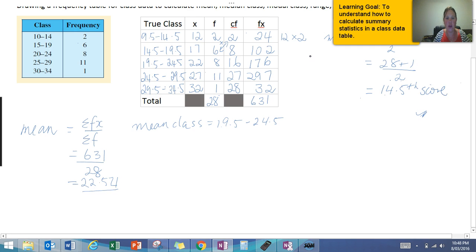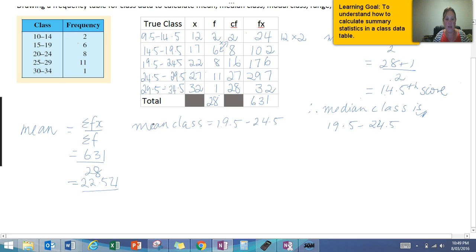If we go over to our cumulative frequency column, 14 is larger than 8, so it can't be in that class, and it is smaller than 16, so therefore we would find our median in the class where the last value is 16. So our median class in this case is at the 14th score, which would be located in the 19.5 to 24.5 class, and that's the median.